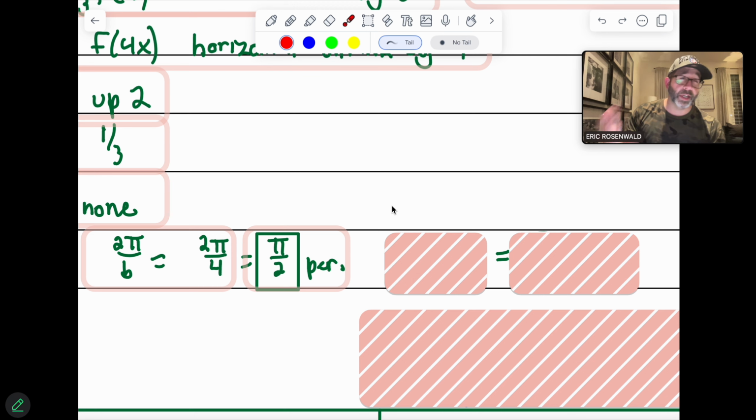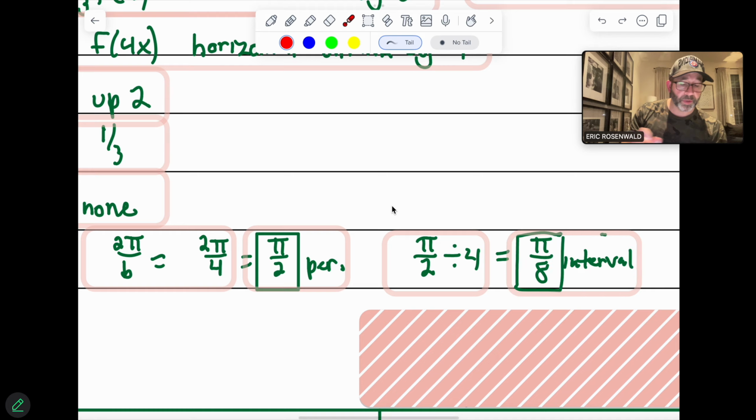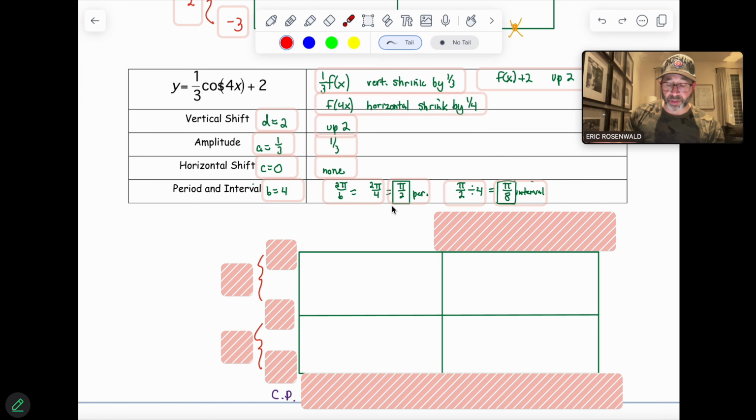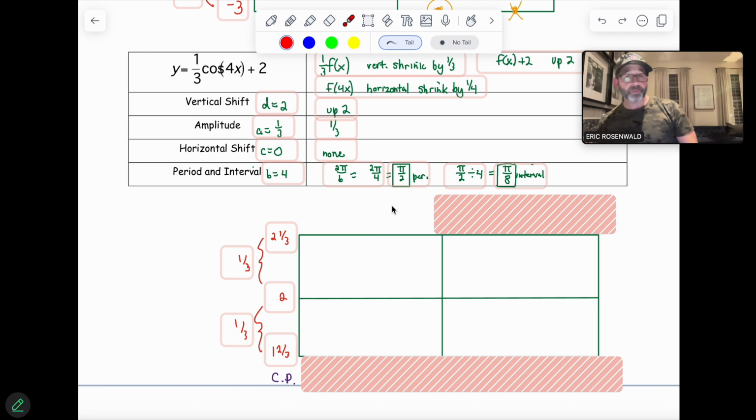We're going to take this and break it into 4 separate increments like we always do. Pi over 2 divided by 4 means we end up with 1/8 for the intervals. So let's put this all together into our picture. Okay. My graph shifted up 2. That means that because it shifted up 2, this value is now going to be a positive 2. The amplitude for this is 1/3. So that means we're going to go up 1/3, and we're going to be at 2 and 1/3. And I also go down 1/3, which means I take 2 and subtract 1/3, and we're at 1 2/3.